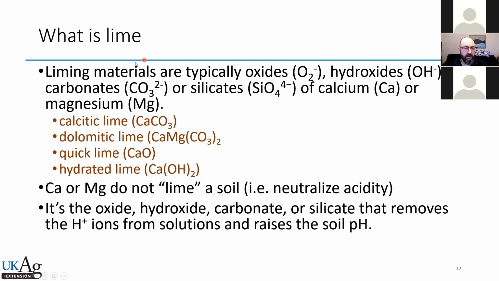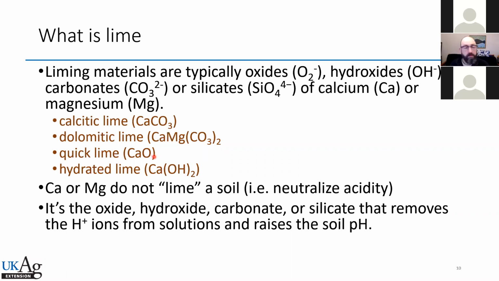So we have things like regular old ag lime, that calcitic lime, and dolomitic lime, which has some calcium and magnesium. So if I need some magnesium, this is a good way to get it. And also dolomitic lime usually goes a little bit further because of the weight of magnesium. And that's something we'll talk about in a minute.